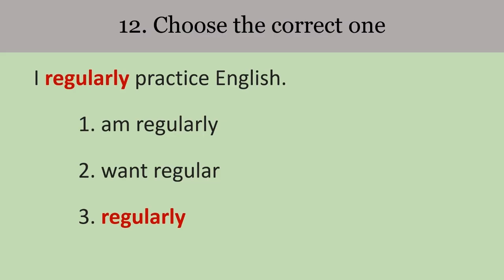For question number 12, the third is the correct answer. I regularly practice English. I gave you a hint also by saying you need an adverb. Here we don't have an adverb. I am regularly, not an adverb. Here is the verb and adverb. I want regular, one is verb and the other one is adjective. So we don't have an only adverb except in the third one. You have adverb and adjective videos which you can watch if you have got problems with this question.